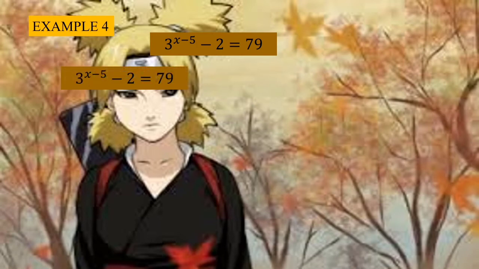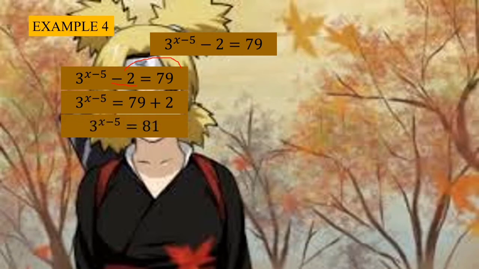So, 3 raised to the power of x minus 5, minus 2, is equal to 79. So, ang gagawin muna natin dito, class, ililipat muna natin itong negative 2 sa kabila. So, magiging 3^(x minus 5) is equal to 79 plus 2. So, 79 plus 2 is 81. So, magiging 3^(x minus 5) is equal to 81.